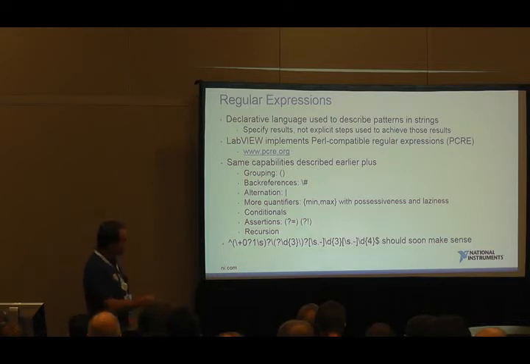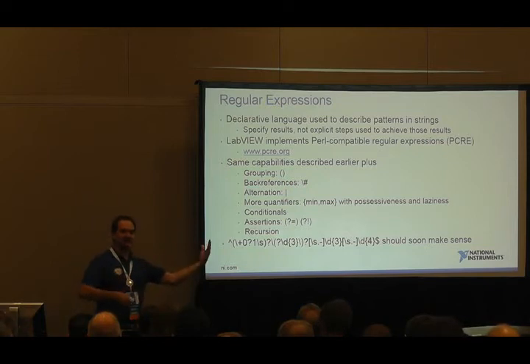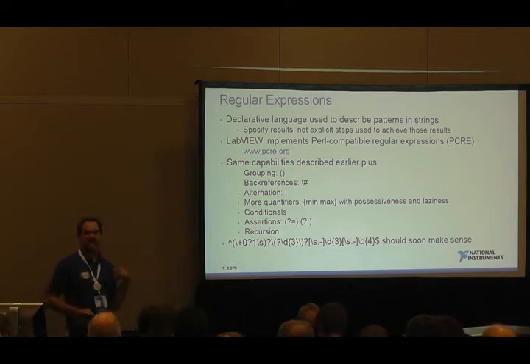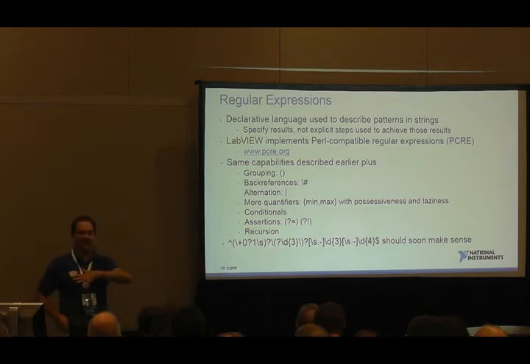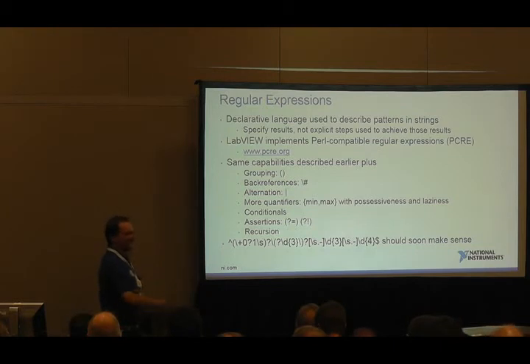Assertions, another fun animal. Assertions can be thought of as something that's just a check, but it's not going to become part of your final match. We'll see examples where you would say, oh, I want X, but not if it's followed by Y. It's very easy to have your match say X, then put in a negative assertion with Y, and you'll match X exactly as you want.